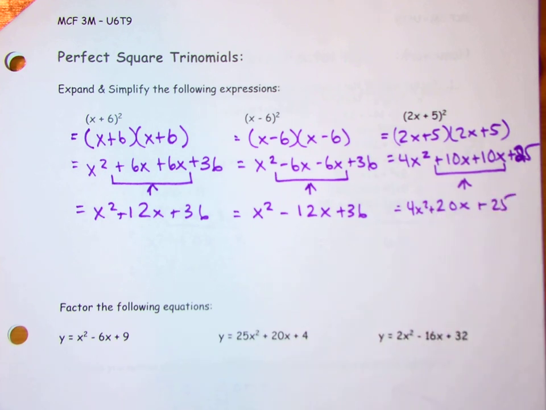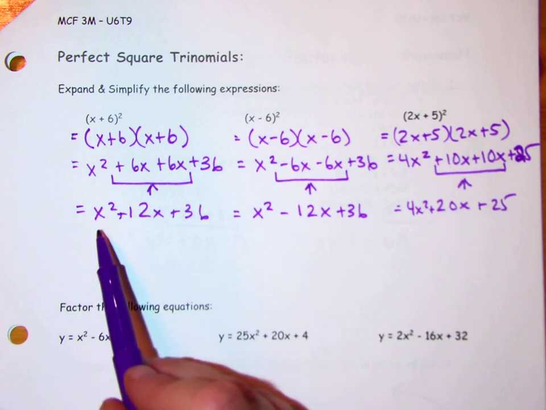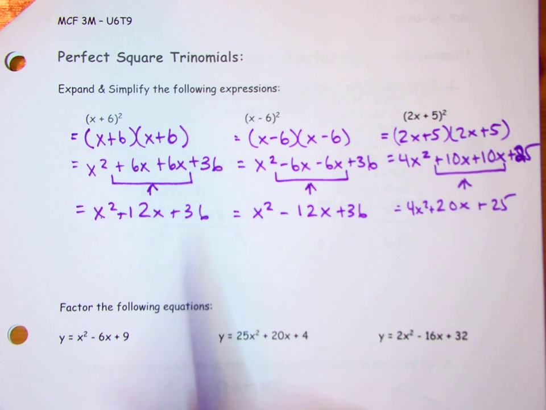Okay, so here's this pattern. If you notice, that middle term is 2 times the square root of this term and the square root of that term.